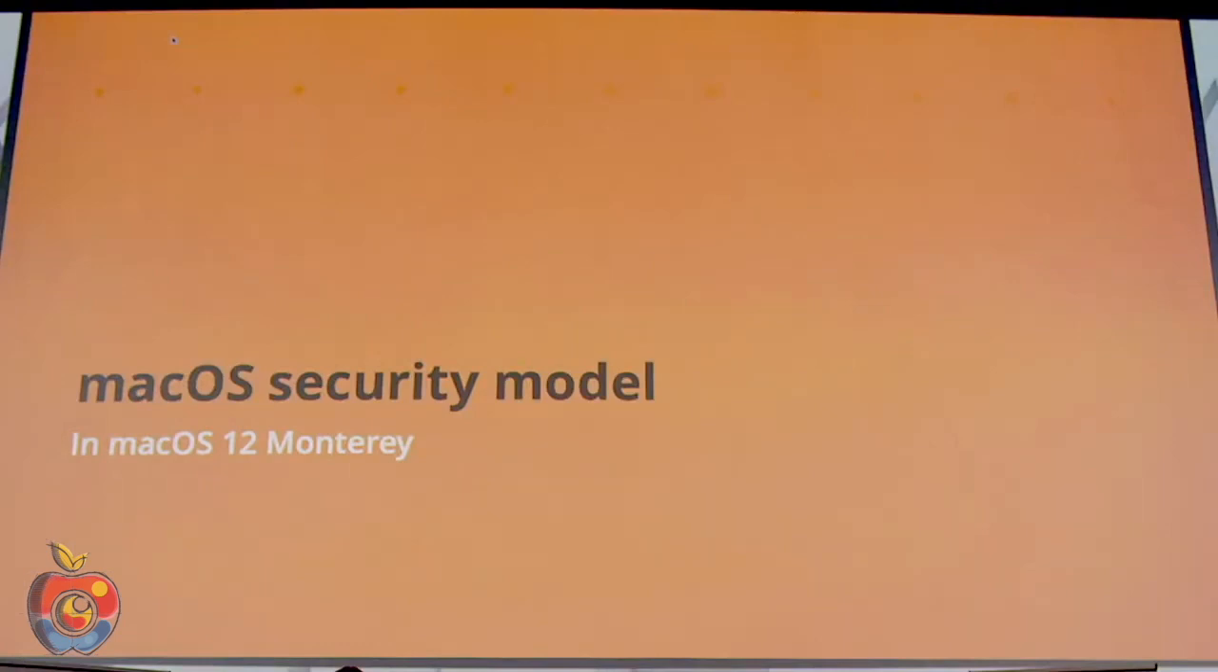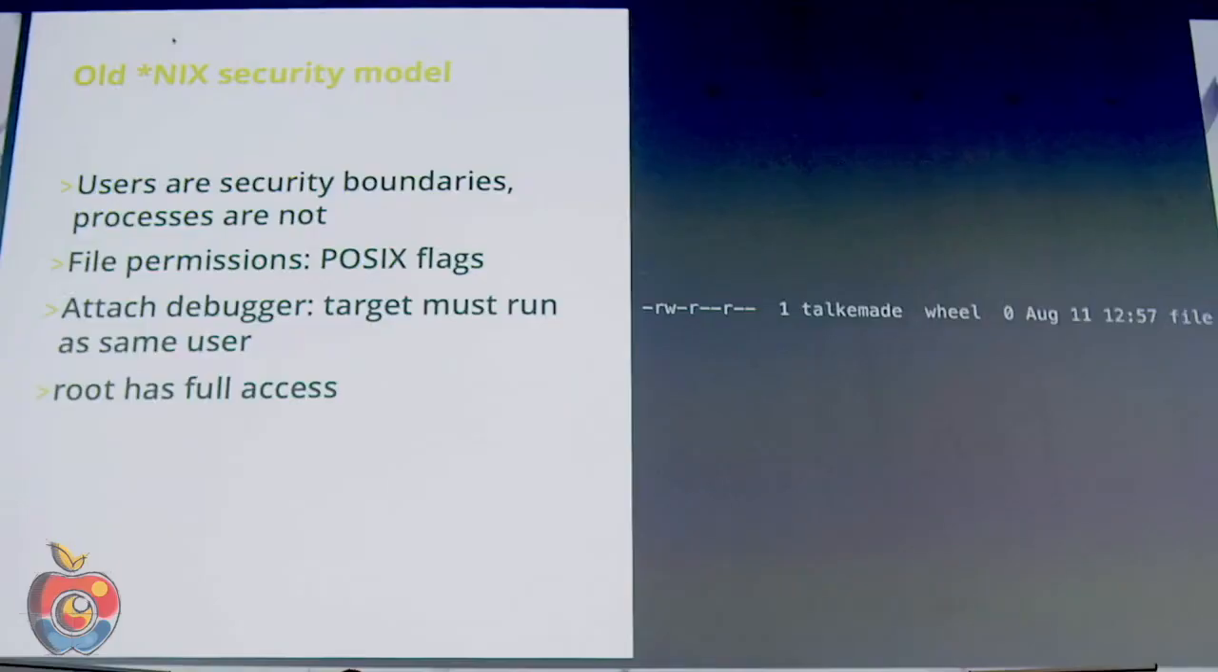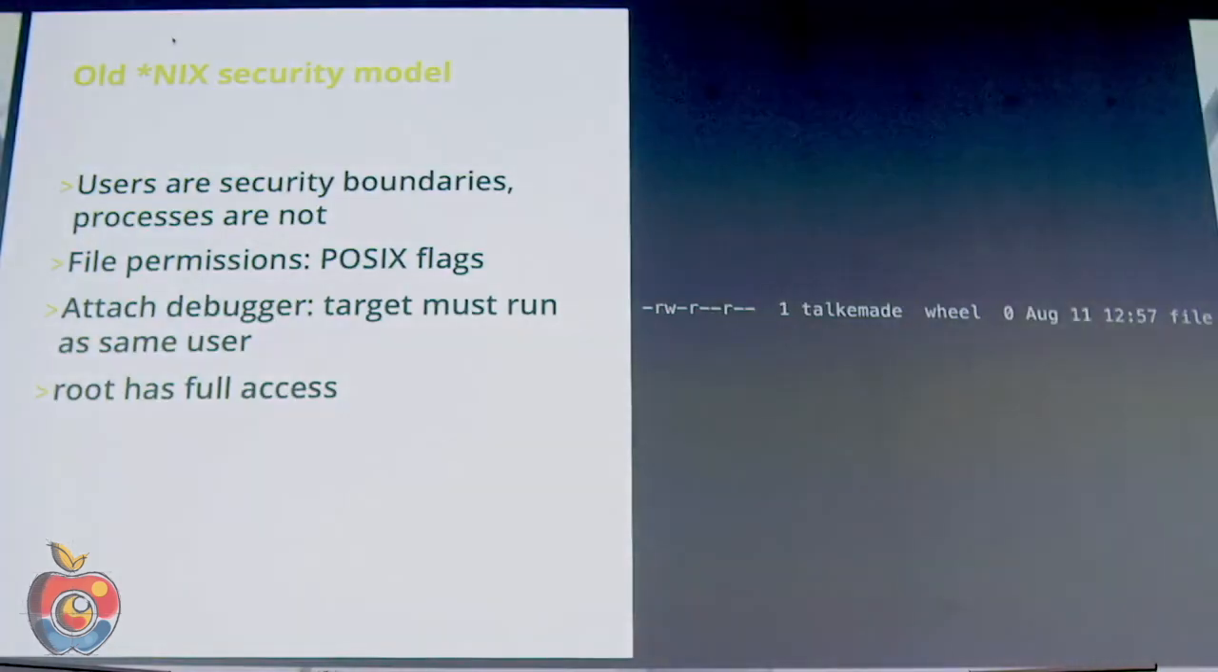So the security model in macOS, current macOS Monterey. First, I want to compare it to the old Unix, Linux security model. And that basically means that the users are privilege boundaries, but processes are not. You can see this if you look at files. Files always have an owner and a group, and a number of flags that determine who is allowed to read or write or execute that file.